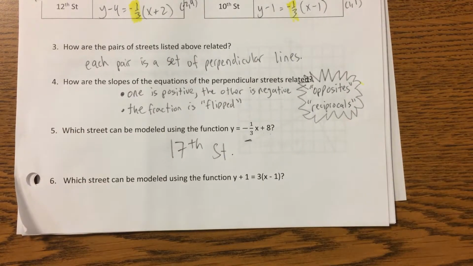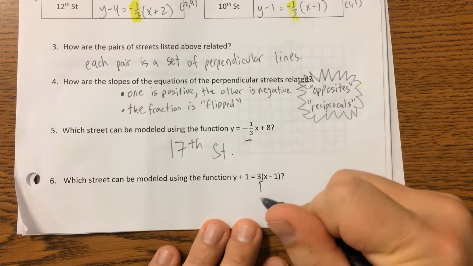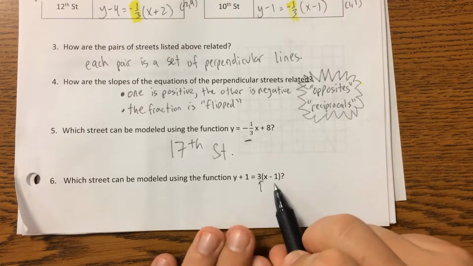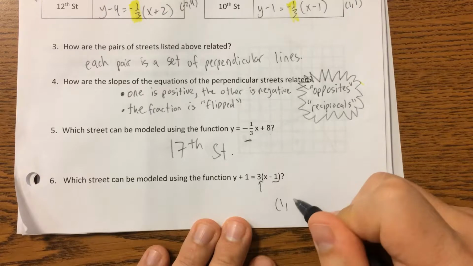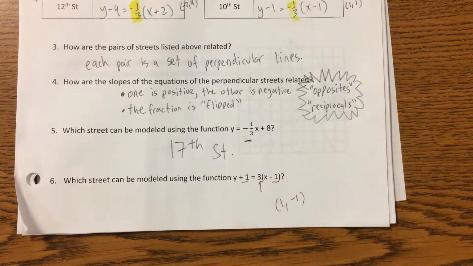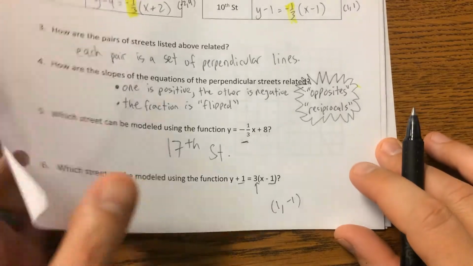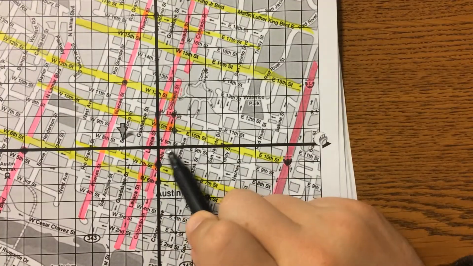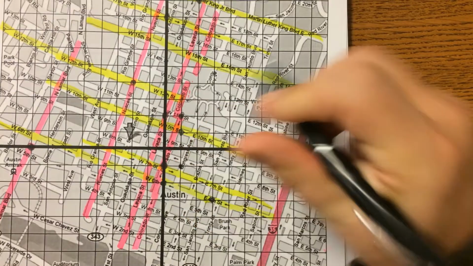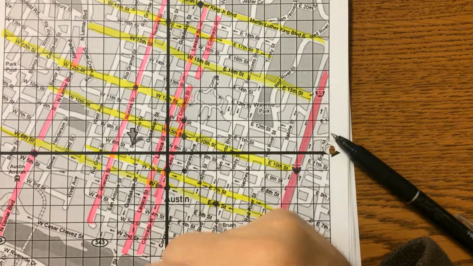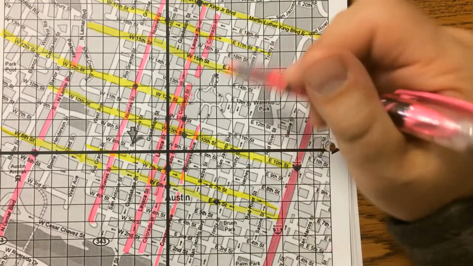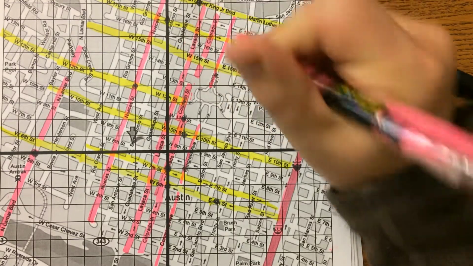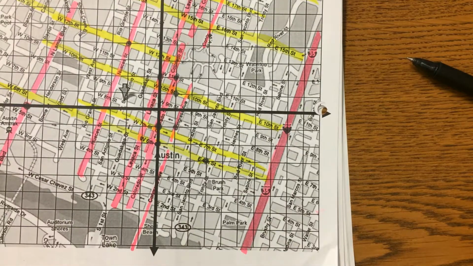And then finally, which street can be modeled using the function y plus 1 equals 3 times x minus 1? Okay, so the slope is 3, so we know it's that north-south street. And then the coordinate it passes through is going to be 1, comma, negative 1. So let's go look for that street. 1, comma, negative 1 is right here. And the street that has a slope of 3 is Congress Avenue? It looks like it kind of skips and continues on up here. All right, so that's Congress.